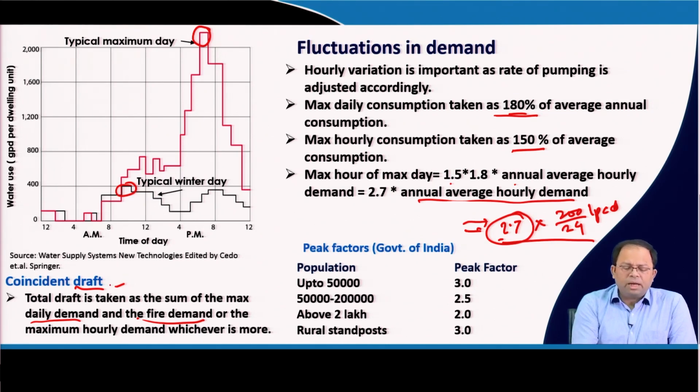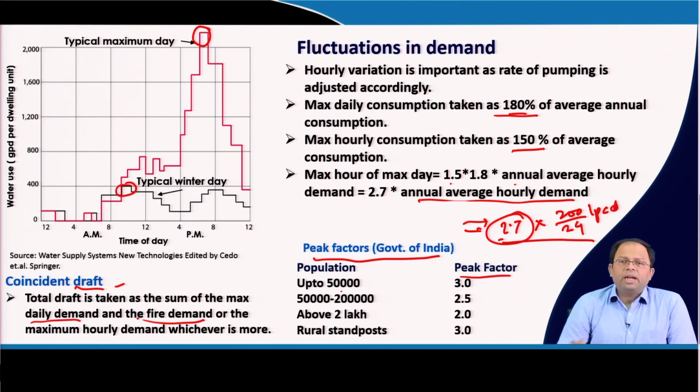So, this is either the coincident draft or the maximum hourly draft of the maximum day, whichever is higher, and we will design our pipe network based on that. The Government of India has also given another way to estimate the amount of water required for particular time periods. So, they have introduced peak factors.